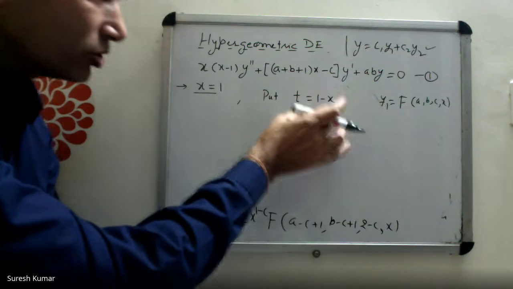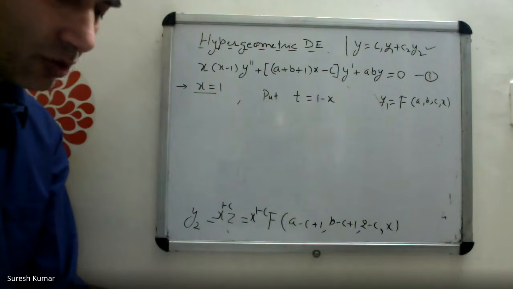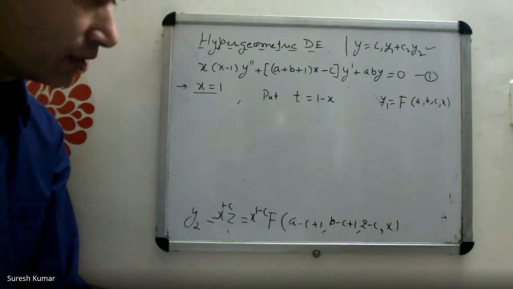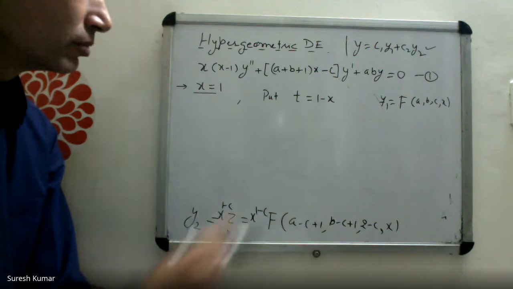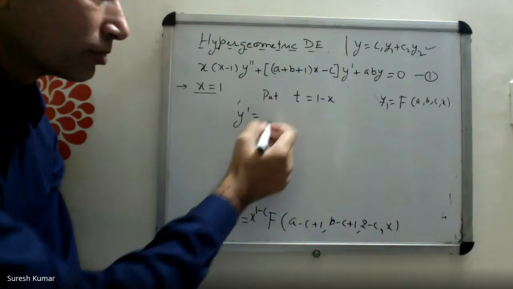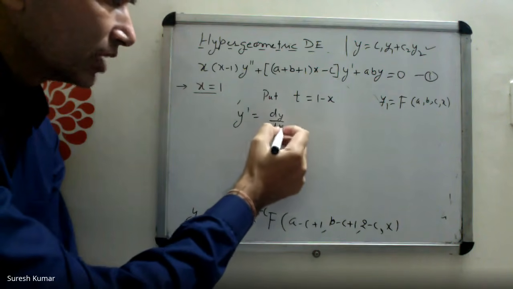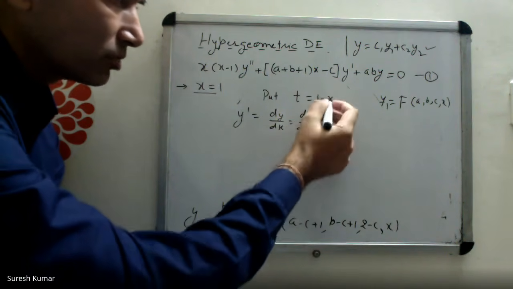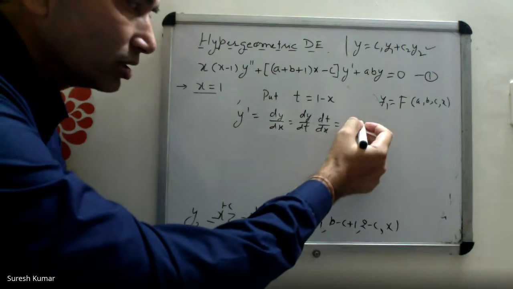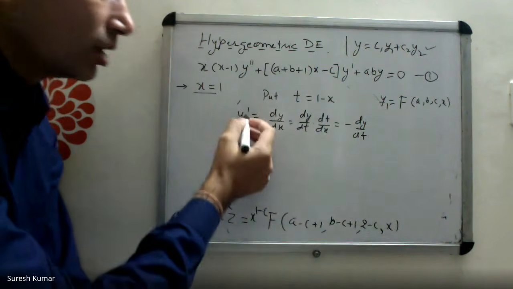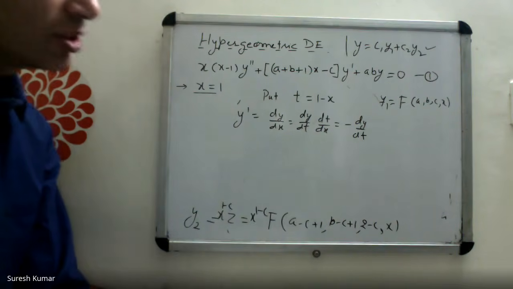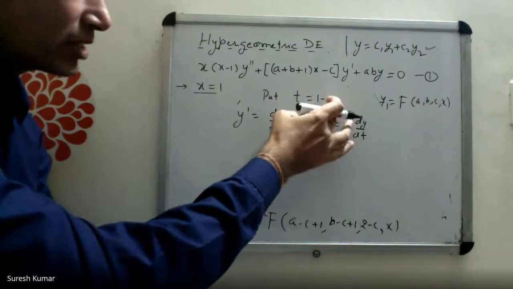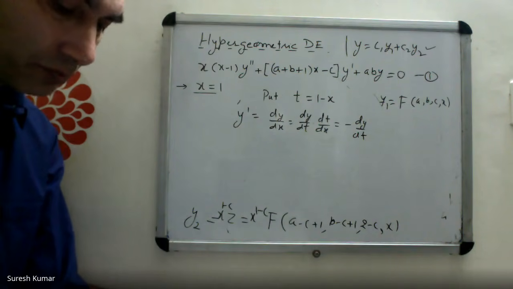Let's use this transformation in equation 1 and see what you get. Can you do it yourself? What is y prime, dy by dx? That you can write as dy by dt into dt by dx. Dt by dx from here is what? Minus 1. So this way you can easily transform. If you find y double prime, it is d2y over dt square. So use these things here, and in place of x, use 1 minus t. See what you get.